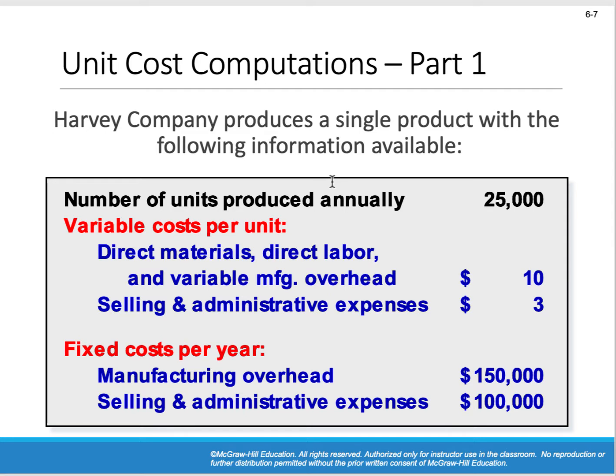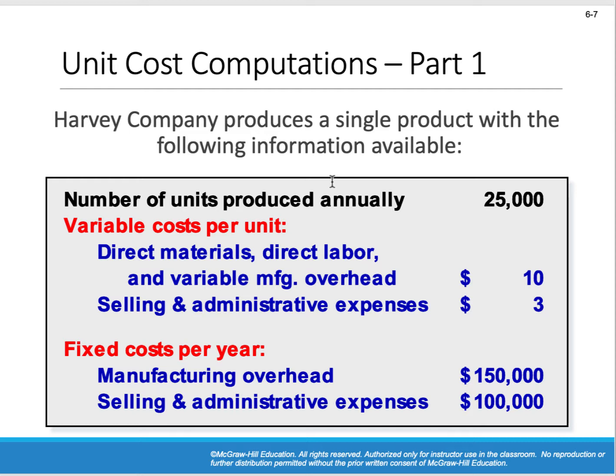Okay, so here's what they give us. Harvey Company, right? We've got a single product. They give us the following information. They tell us that we produce 25,000 units annually. Okay, great. They give us all the variable costing. Now, be very cognizant of what they're showing us. Variable costs include direct material, direct labor, and variable manufacturing overhead cost. They also show us the variable selling and administrative costs.